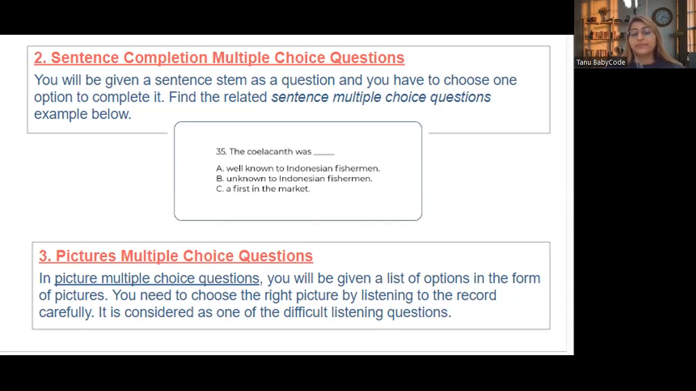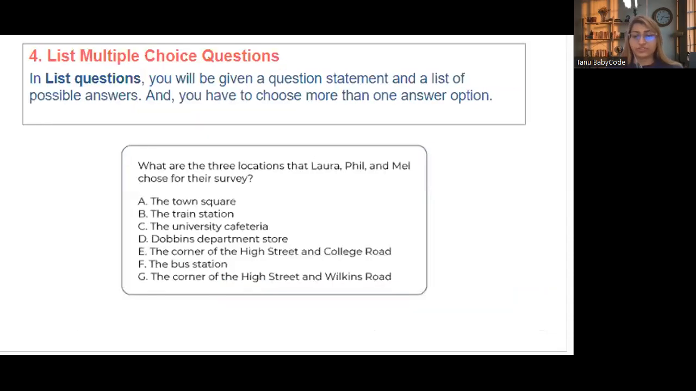Third one is the pictures multiple choice question. Here you will have a list of options in the form of pictures and you have to choose the right picture by listening to the recording carefully. It is considered one of the difficult listening questions. Fourth one is multiple answer questions. Now you will be given a question statement and a list of possible answers. You have to choose more than one option, right? So this is called multiple choice.